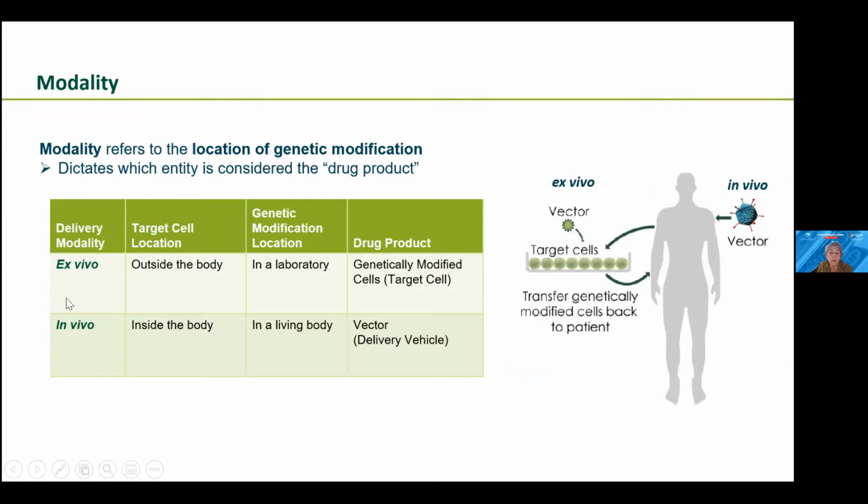Ex vivo would occur outside the body, so the target cell has been isolated and removed and, in a laboratory, is exposed to an agent in which there's genetic modification. In which case, when the cells are returned to the patient, this is what is considered the drug product by the agencies. In in vivo delivery, the genetic modification occurs inside the body. And it is usually the vector that is being somehow delivered into the body. And it is the vector then that is considered the drug product by the agencies in vivo delivery.